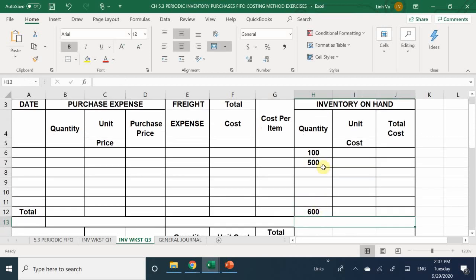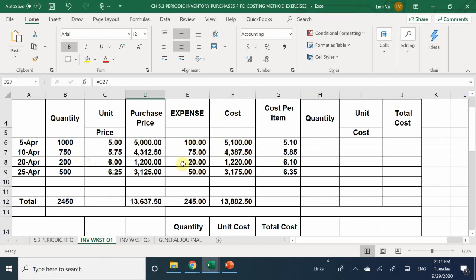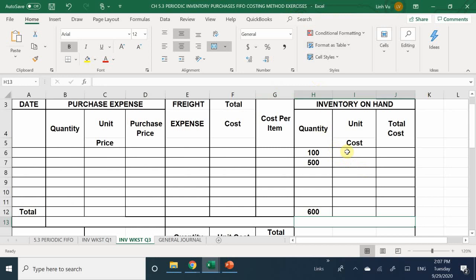Okay? And from our previous example, we know that it cost me $6.10 for the batch remaining on April 20th. And I know that my last batch that I purchased on the 25th of April is going to be $6.35 each. So with that given information, I'm going to apply it over here. So this is $6.10 and this is $6.35.